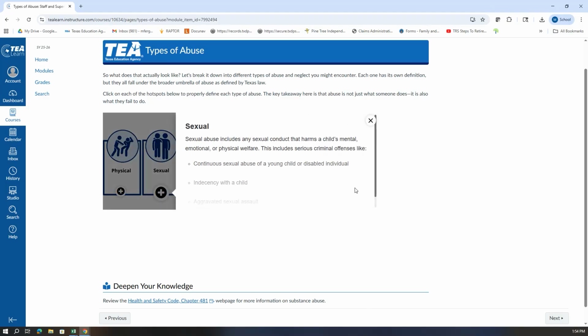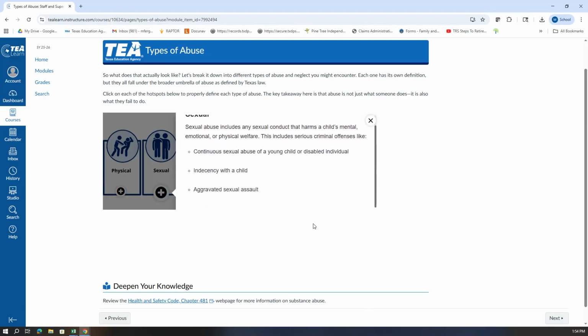Sexual abuse. Sexual abuse includes any sexual conduct that harms a child's mental, emotional, or physical welfare. This includes serious criminal offenses like continuous sexual abuse of a young child or disabled individual, indecency with a child, or aggravated sexual assault.